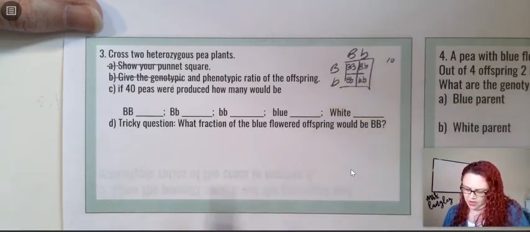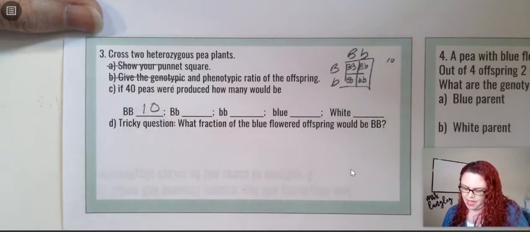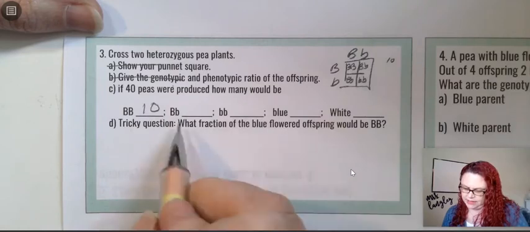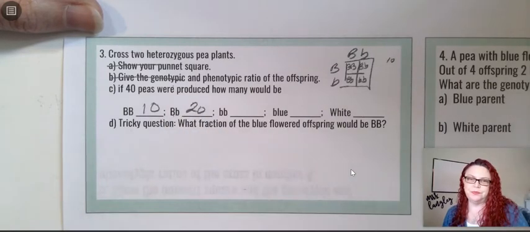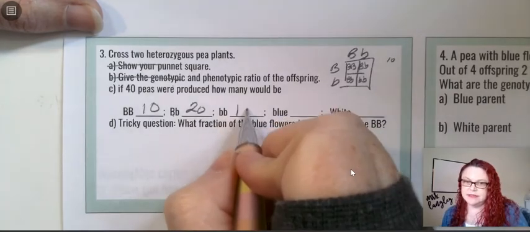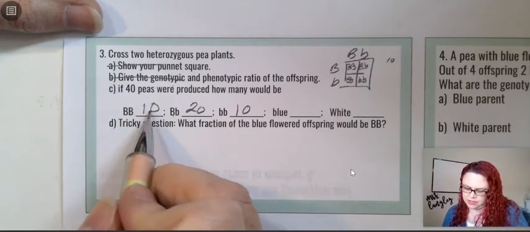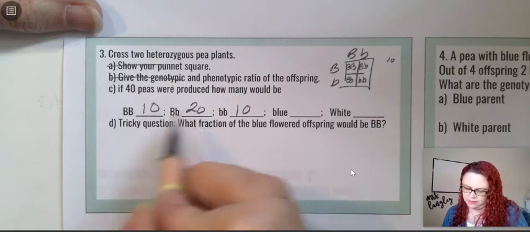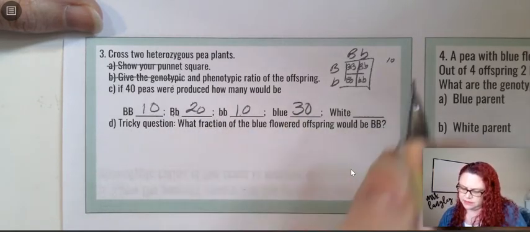So I have one box that's like this, so I'd have 10 seeds. I have 2 boxes that are like this. That means I'd have 10 plus 10 or 20. I have 1 box that is like this, so that would be 10. Now, how many would be blue? Well, I know that these are blue, that's 10, and these are blue, that's 20, so 20 plus 10 is 30. And these ones are white, so that's 10.